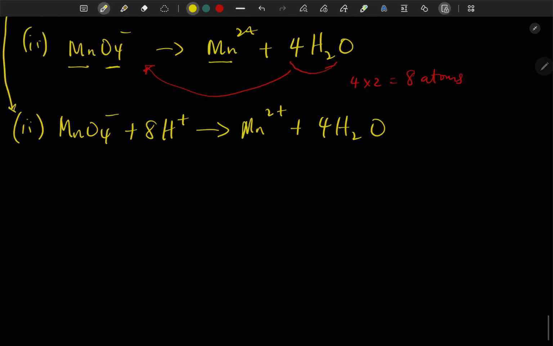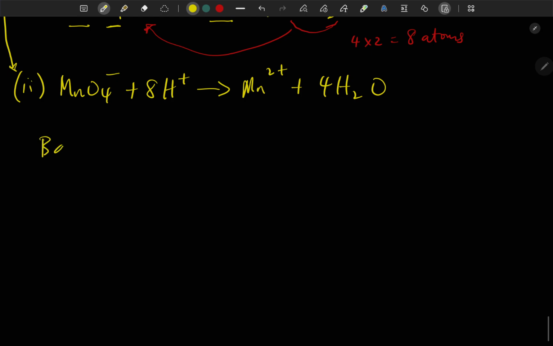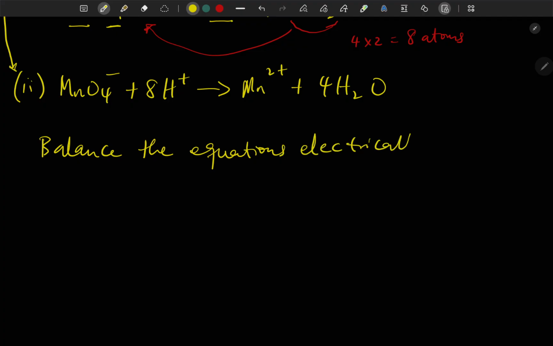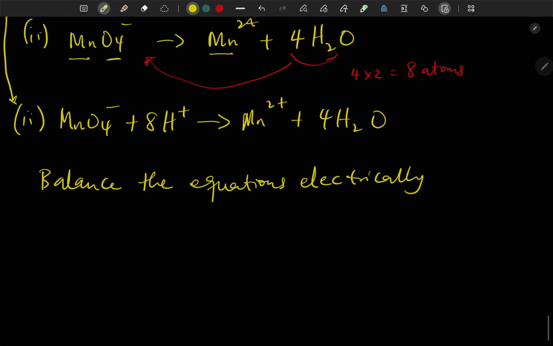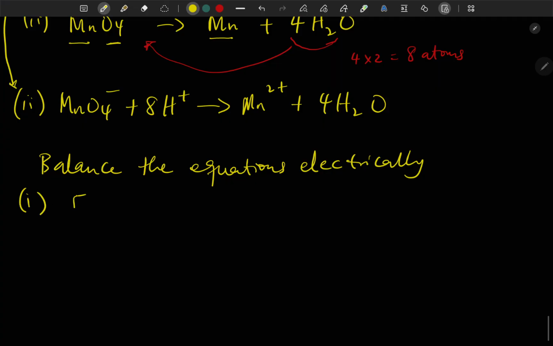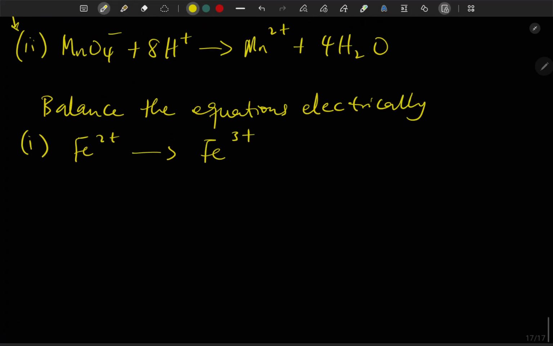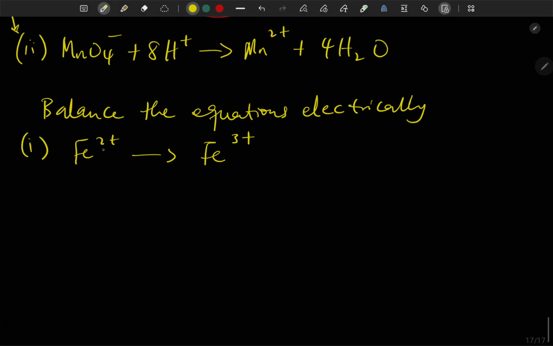So we can move to the next step, which says that we balance the equations electrically. So now we want to balance the charges. The first equation is Fe2 plus goes to Fe3 plus. It's obvious that the charges are not balanced. We have plus 2 here, we have plus 3 here. So how do we balance the charges? We balance the charges by adding electrons. And remember that electrons are negatively charged.